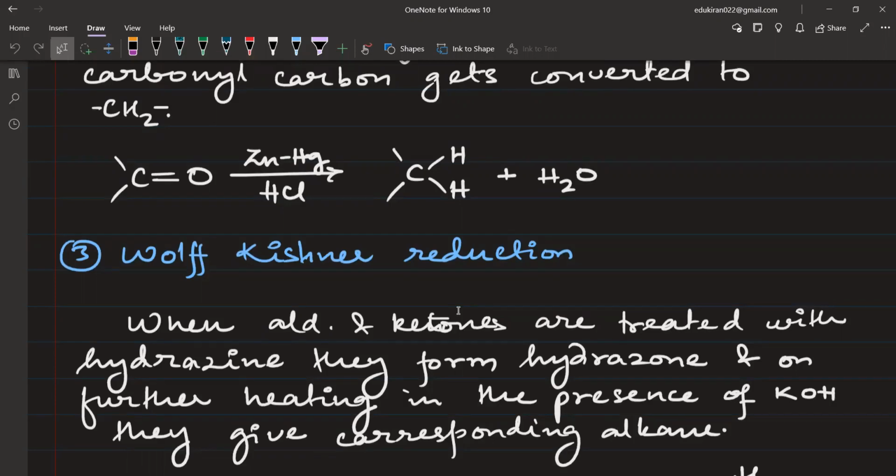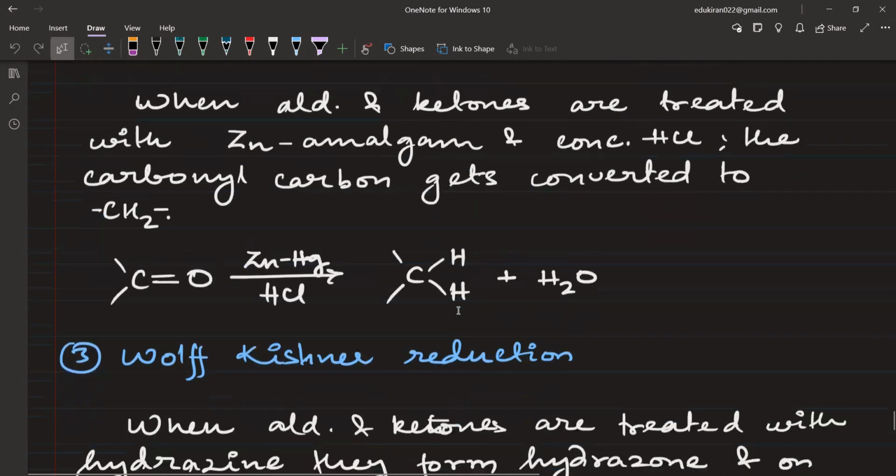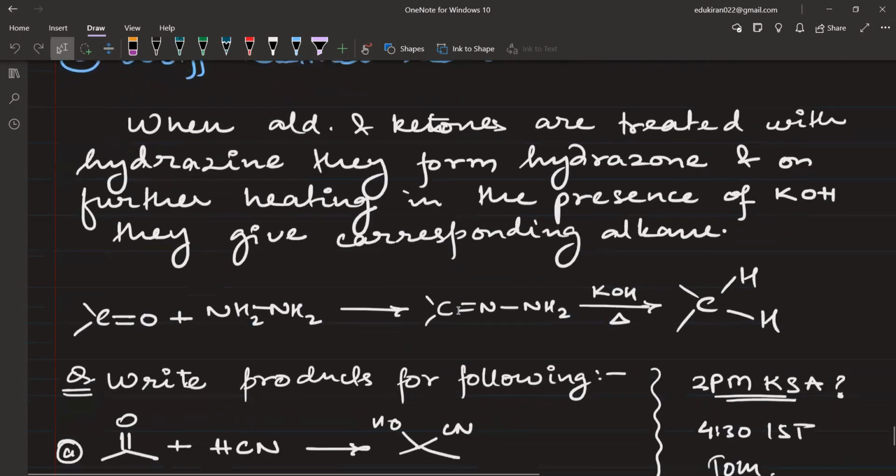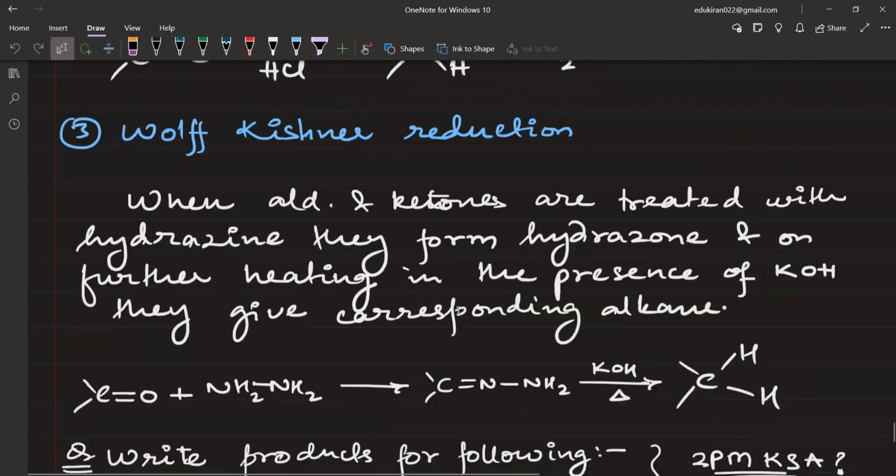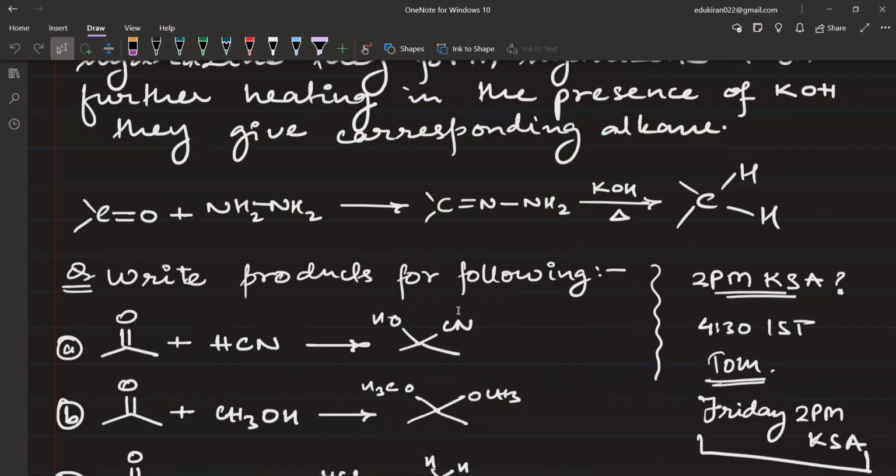Ketones into C single bond H and C single bond H for both of them. In Clemmensen reduction, we use zinc and Hg in the presence of HCl, and in Wolff-Kishner reaction, we start with carbonyl plus hydrazine, then we heat it with KOH, potassium hydroxide. Okay, now please write oxidation.